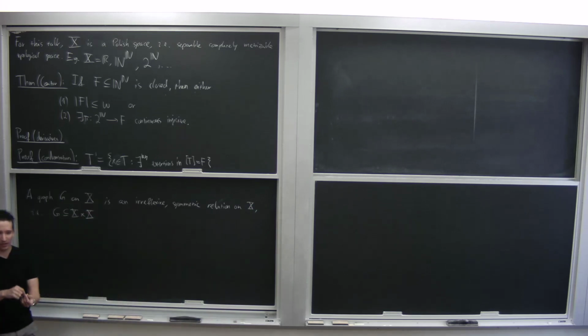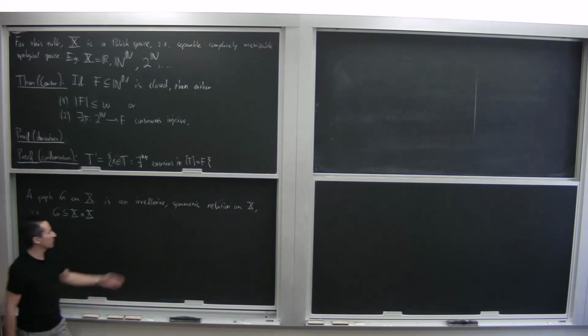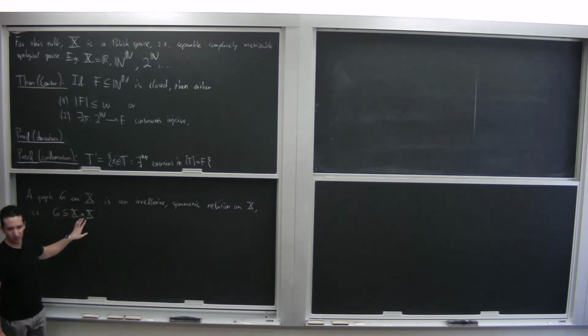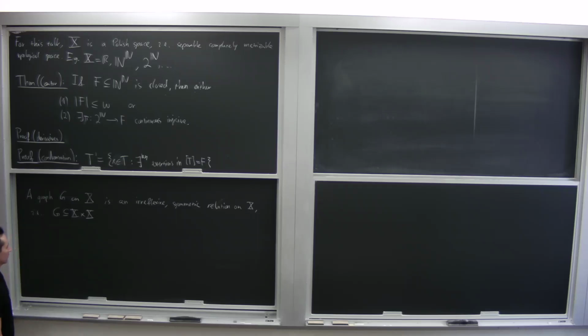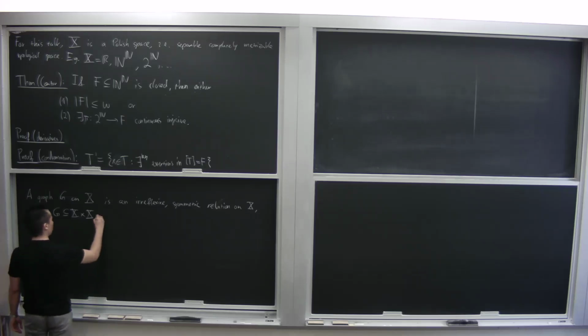Irreflexive means that I'm not allowed to connect a node to itself. And symmetric means I don't really care about the order, right? The edges don't have any sort of direction, which is usually drawn like an arrow. People call that a directed graph. I just care about undirected graphs, I guess, right?